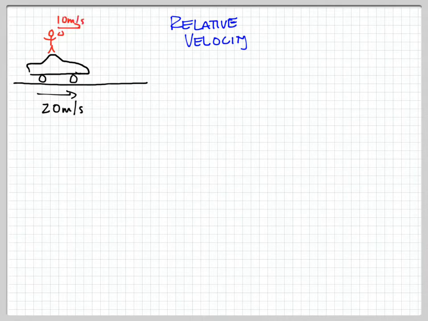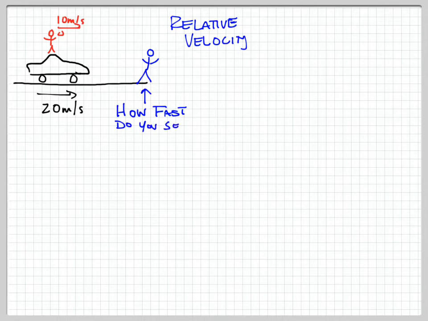So a basic relative velocity type problem would be, all right, you have a friend, you're standing on the side of the road, looking at your friend. How fast do you see the ball? So how fast do you see the ball? Moving, I guess.